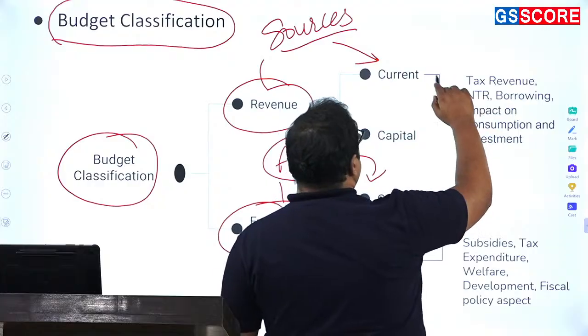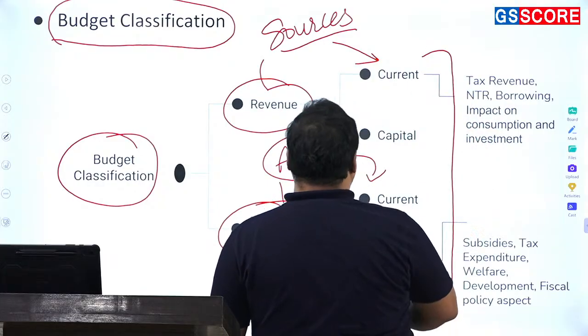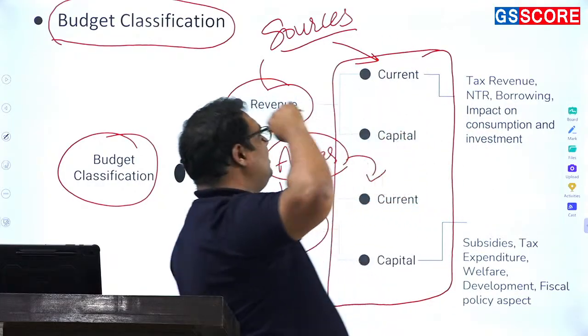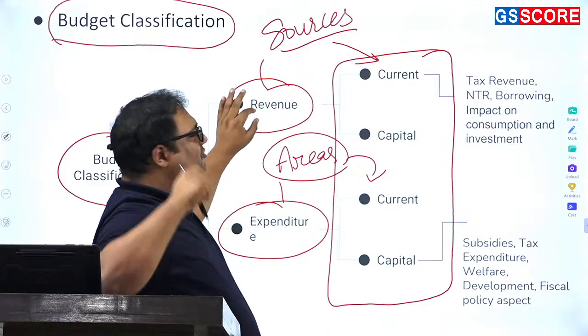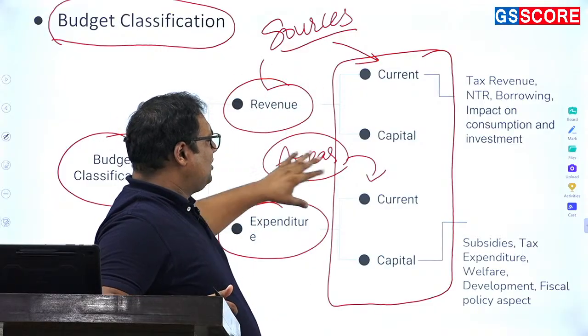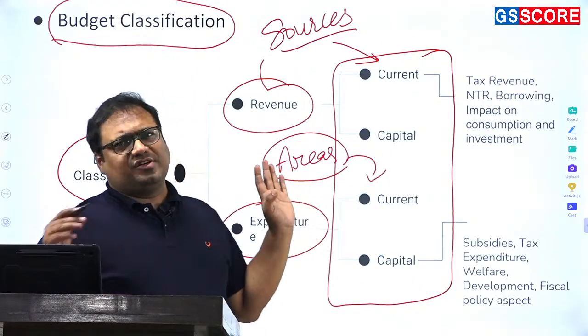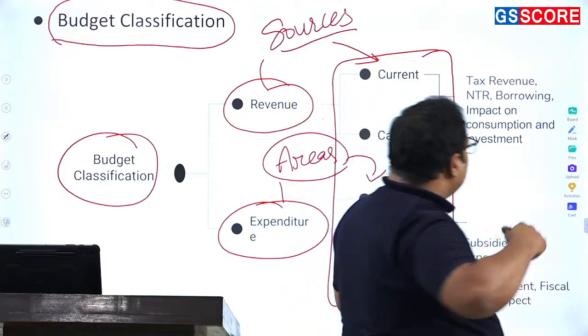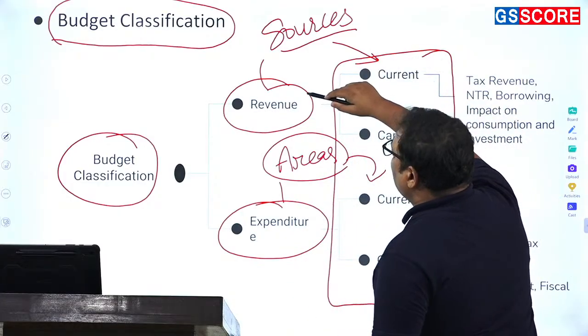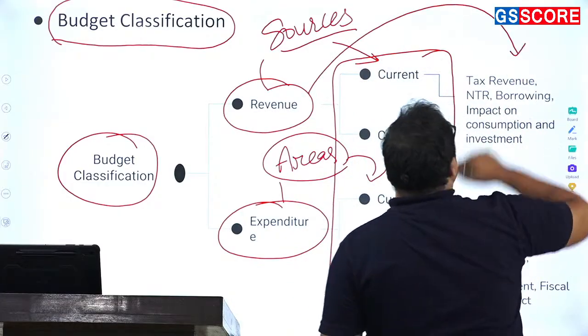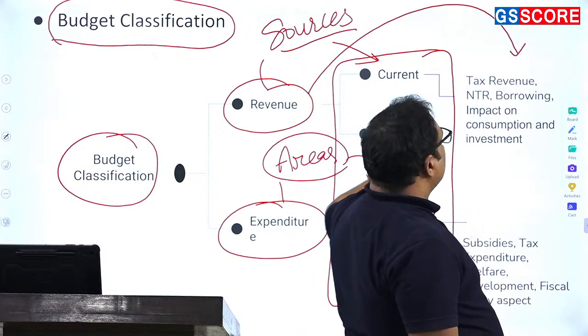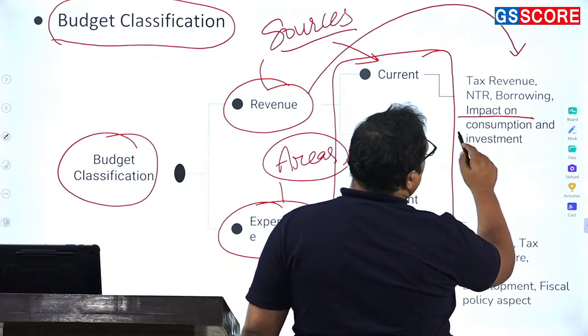Then within that, this part is largely static. So far, this is economic theory, where we are looking at what is generally the source of revenue, what is current, what is capital. This is the largely static part. This is not changing ever. But then we get into its applications. The applied part is when you look into the impact on consumption and investment.